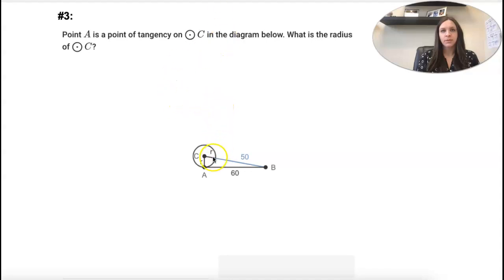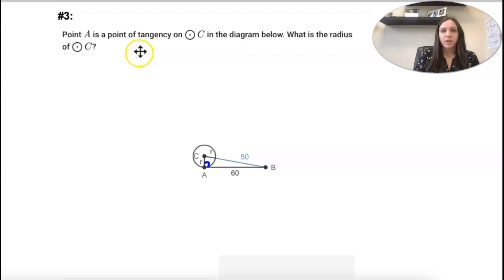So we have point A, and it's a point of tangency on circle C. So here's our circle with center C. A is a tangent point, so this line, 60 out, is a tangent line, which makes a 90-degree angle with the radius. So we want to find out what is the radius.